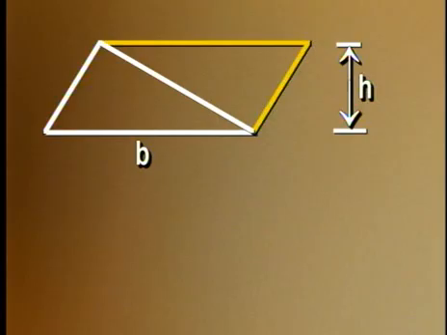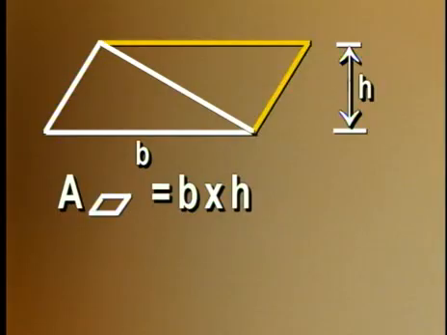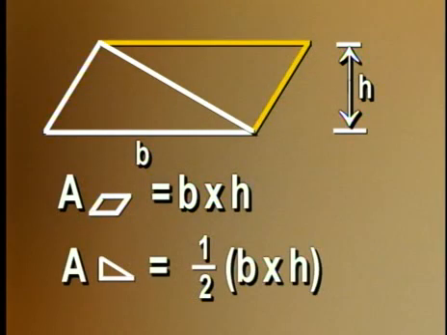So therefore, every triangle is exactly half of a parallelogram whose base and height are the same as the triangle's base and height. Therefore, as you can see on your screen, if the area of a parallelogram is base times height, the area of a triangle is 1/2 times the base times the height. And that is simply how you find the area of a triangle.